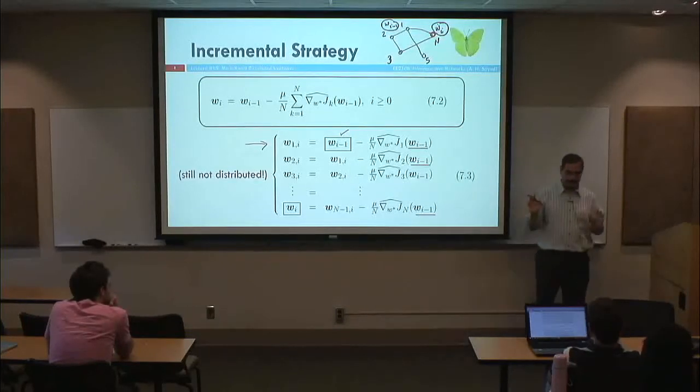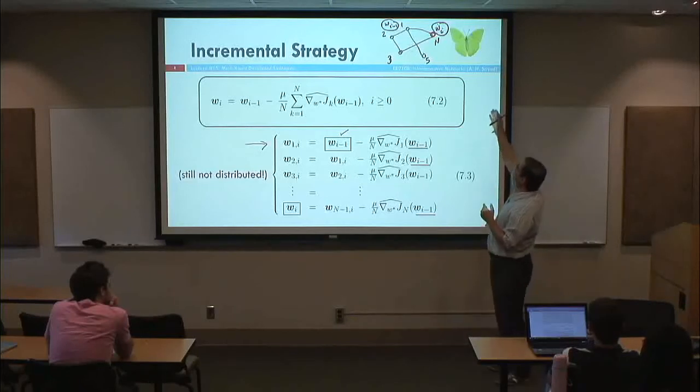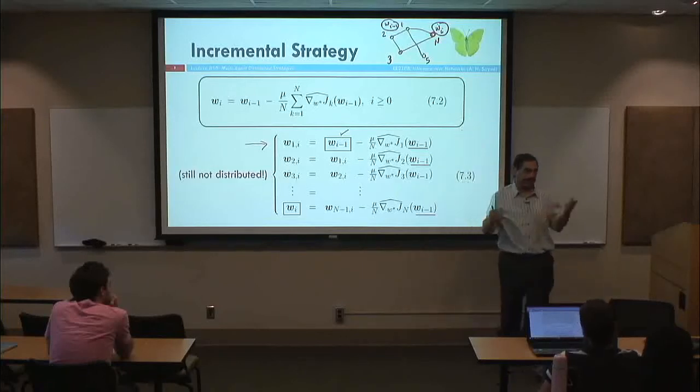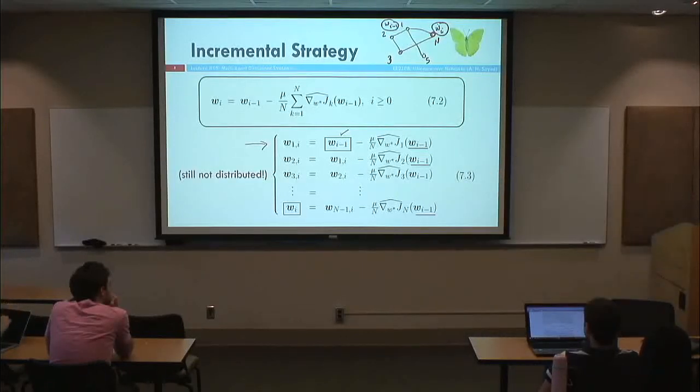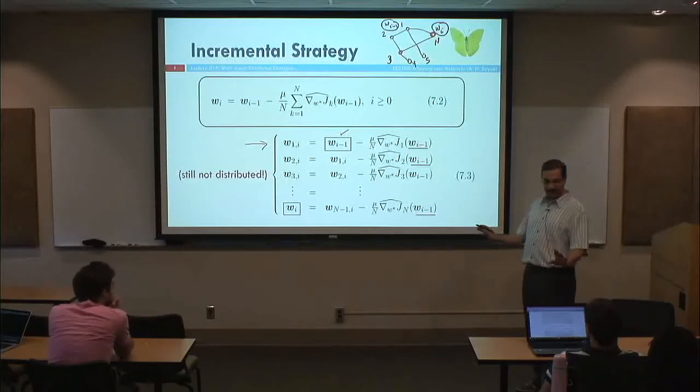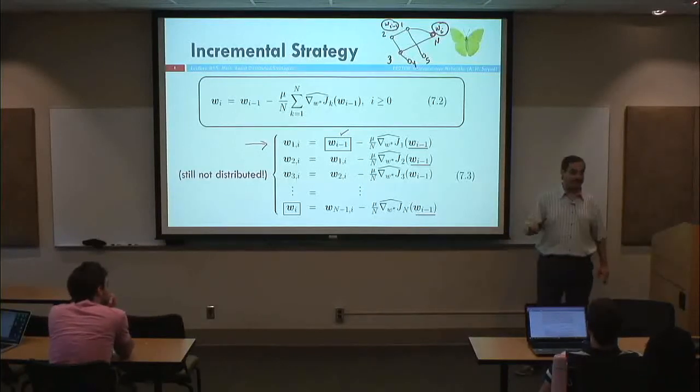Understood? Of course, in this particular example, all nodes happen to be neighbors of 1. But let's add another node here, node 4, which is only a neighbor of, sorry, 3. So 3 and 4. You get the point? So this is not distributed. How do I make it distributed?